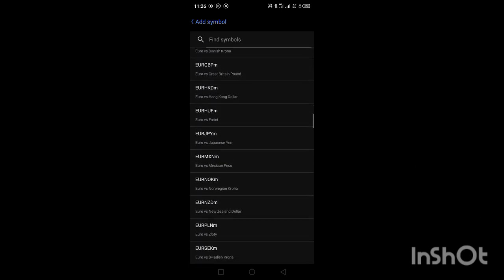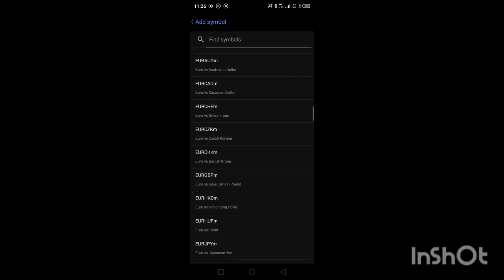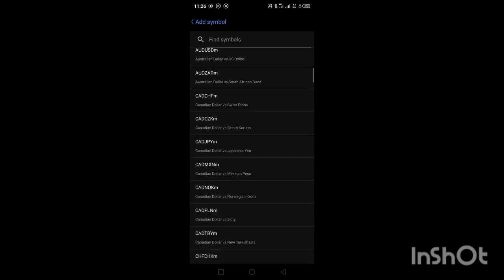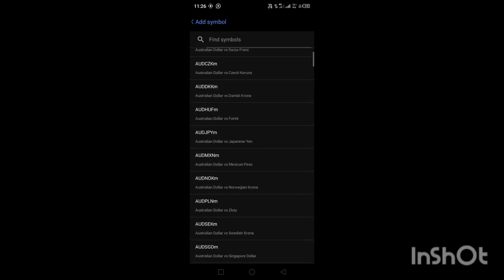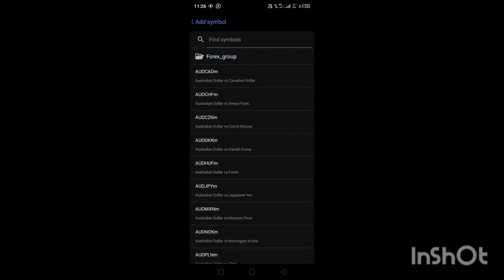With Xness, you see that all the currency pairs that you can trade are here. So anyone you want to trade, you click on it. When you go to your PDF, you will see the names of all these currency pairs.